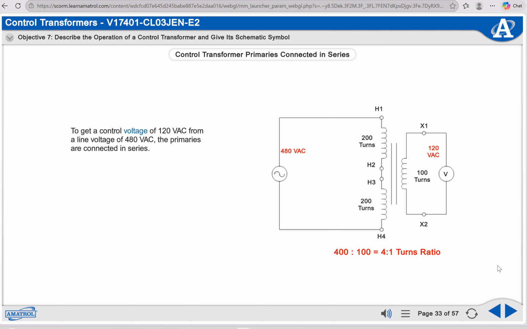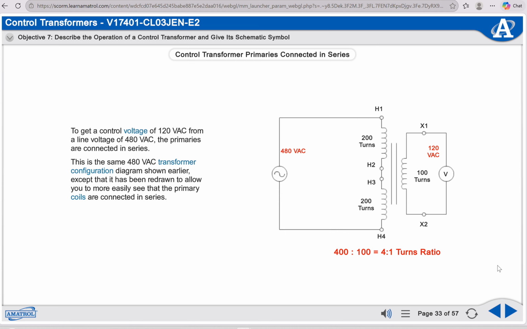To get a control voltage of 120 volts AC from a line voltage of 480 volts AC, the primaries are connected in series. This is the same 480 VAC transformer configuration diagram shown earlier, except that it has been redrawn to allow you to more easily see that the primary coils are connected in series.